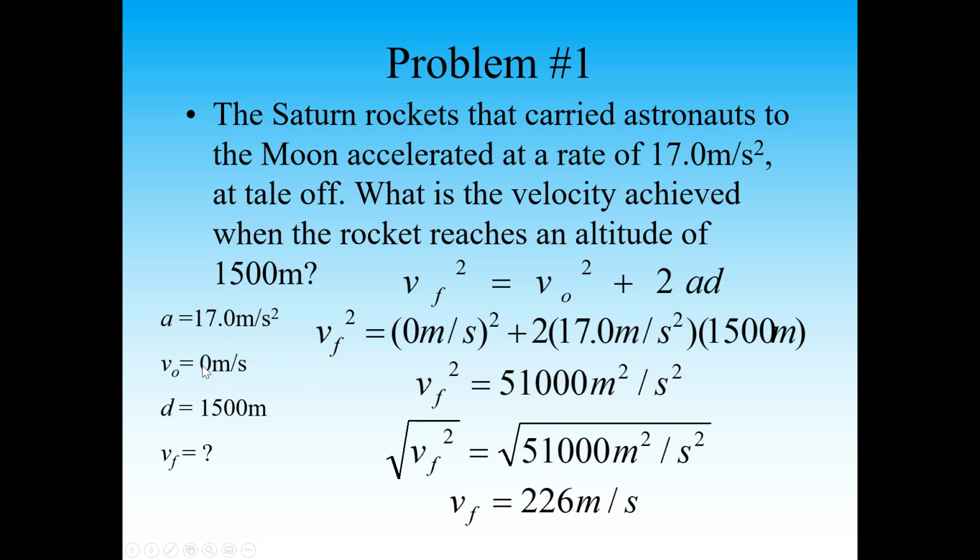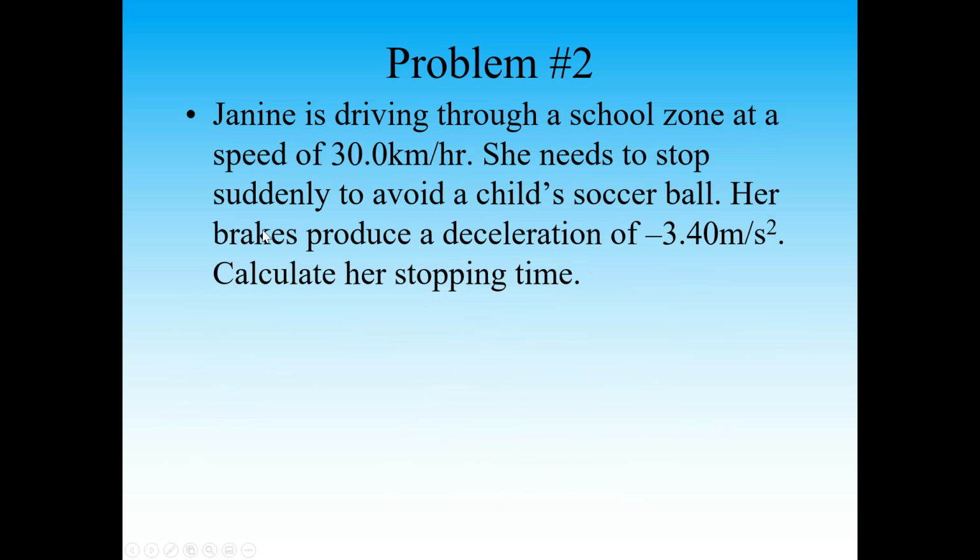This 0 doesn't count, it's exactly 0, so it doesn't count as a single sig fig. So Janina's driving through a school zone at 30 kilometers an hour. She needs to stop. Her brakes produce a deceleration of negative 3.40 meters per second squared. Calculate her stopping time. So she has to come to a stop.